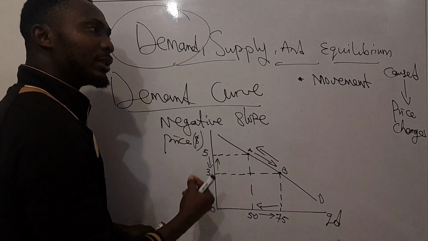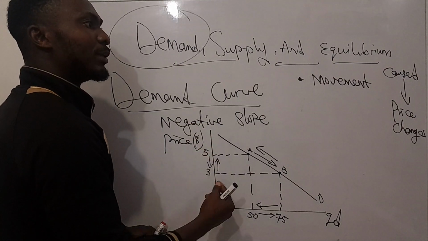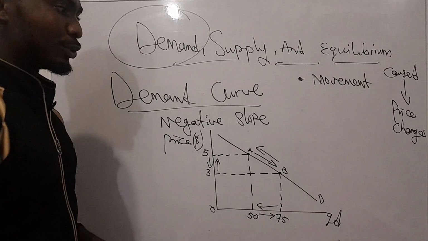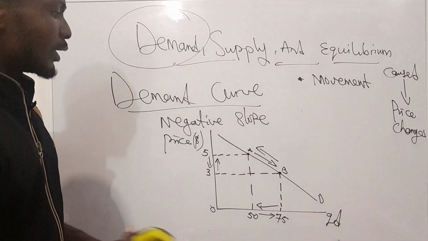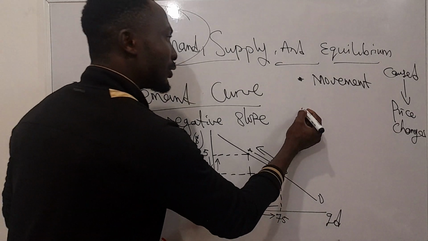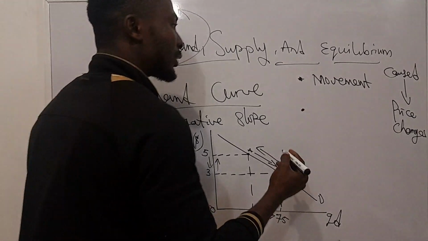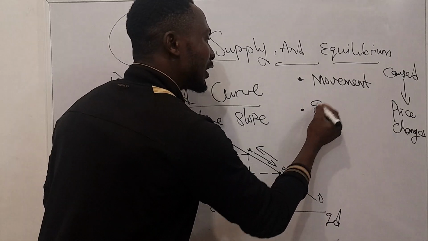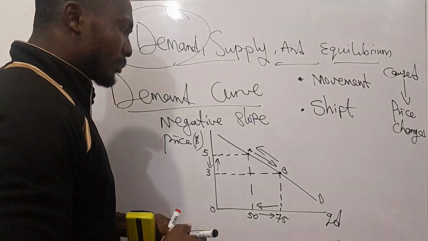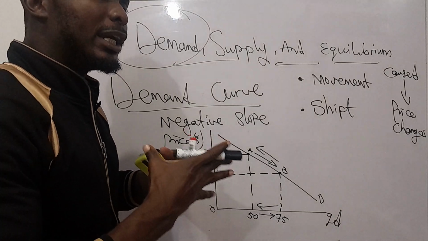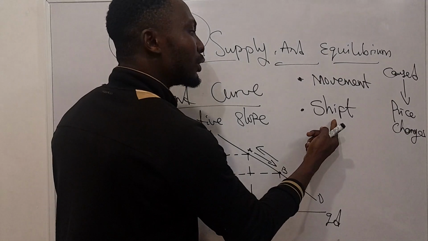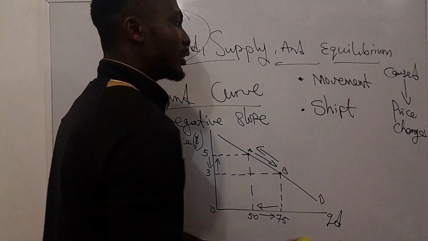And the only thing causing that movement is called what? A change in the price of the product. Okay? Now, when it comes to the second part here, which is also very, very important, we call this second part a shift of the demand curve. So the demand curve can actually make a shift. The demand curve can shift. So we call this a shift along the demand curve.